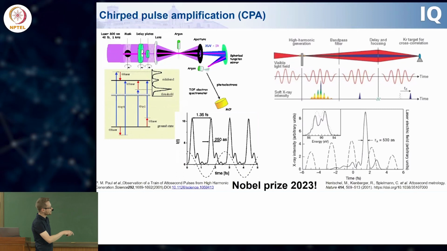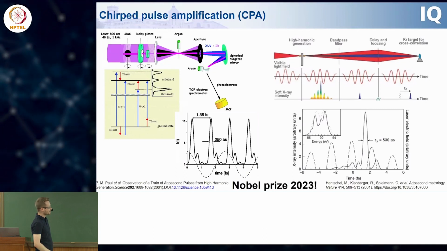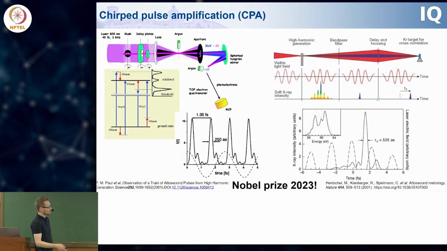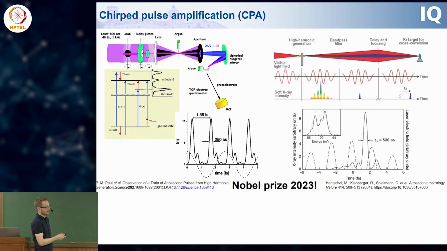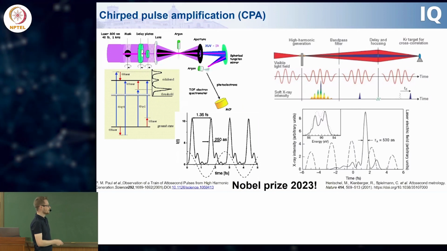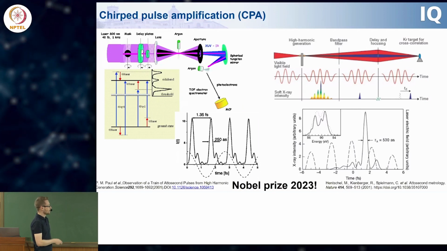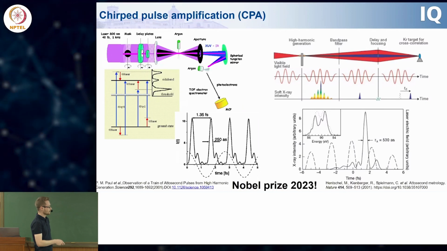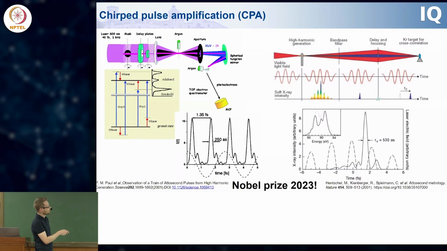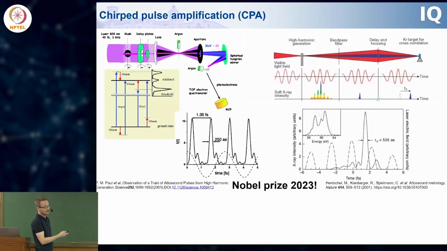The next step was then naturally, for the Nobel Prize last year, you have to characterize this radiation. So you have to show that it's actually attosecond pulses. There have been two groups simultaneously working on it, Krausz and Agostini's group, both with different methods that are both still in use today.